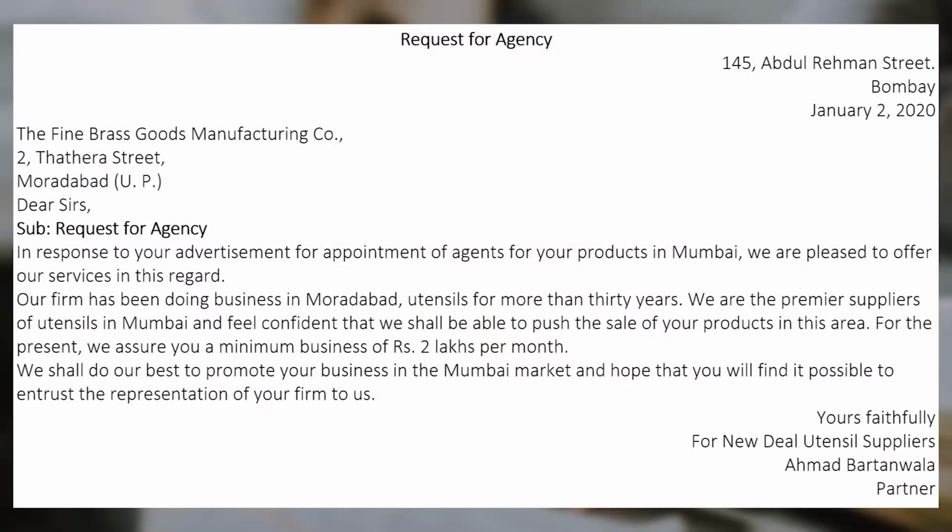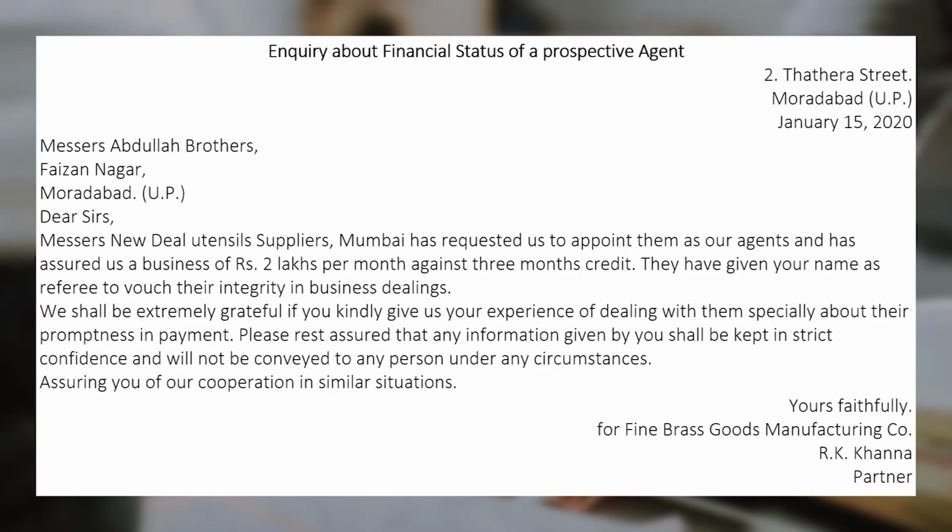The next set of exhibits explains this category of communication. A request for agency letter includes reference to the advertisement seeking agency suitors, followed by the letter sharing his background and suitability for the agency in question. Having received the agency inquiry letters, what follows is an inquiry letter from the manufacturer to the reference given. The manufacturer here is trying to ascertain the credibility and business worthiness of the agency seeker.